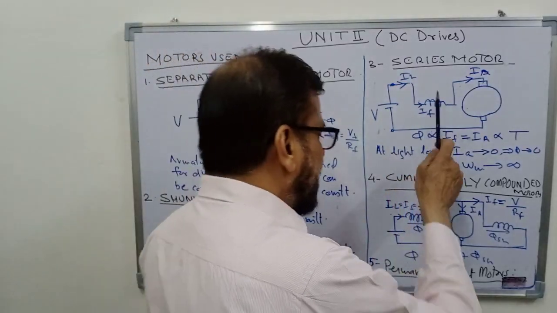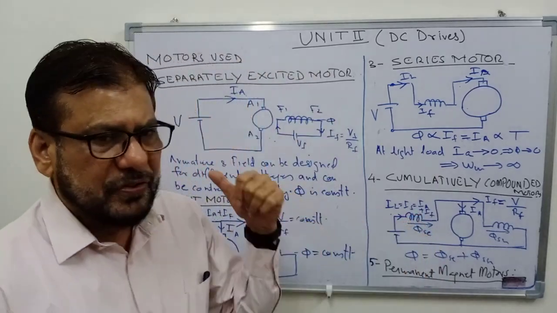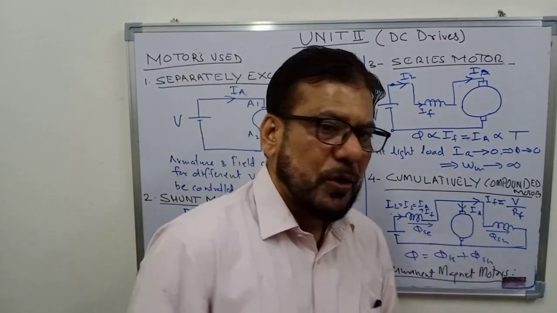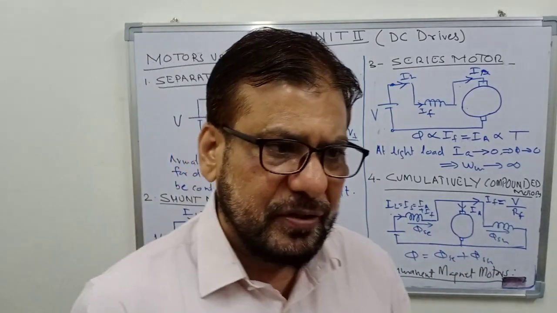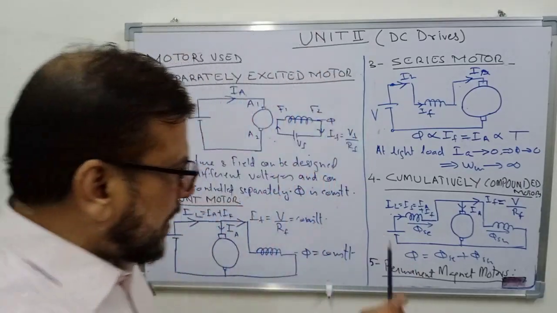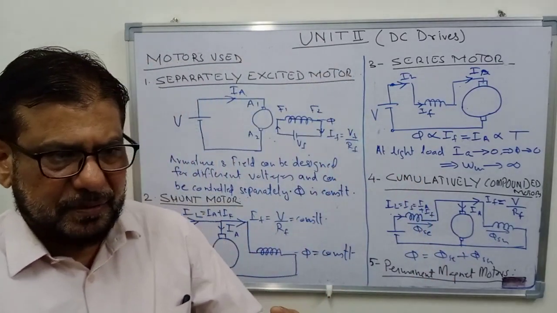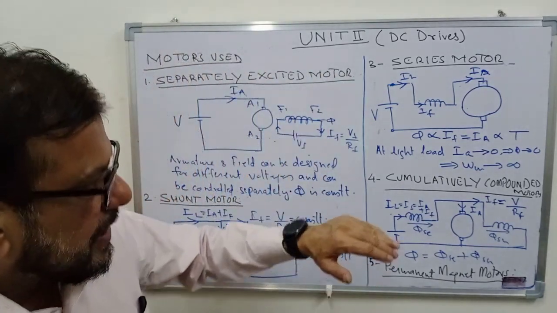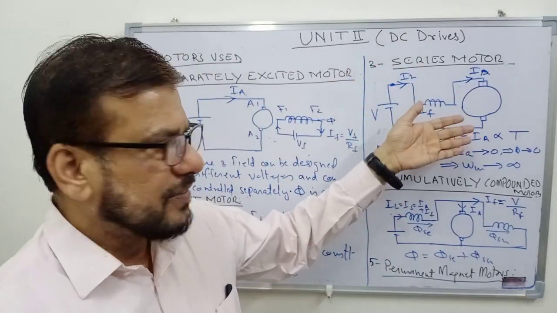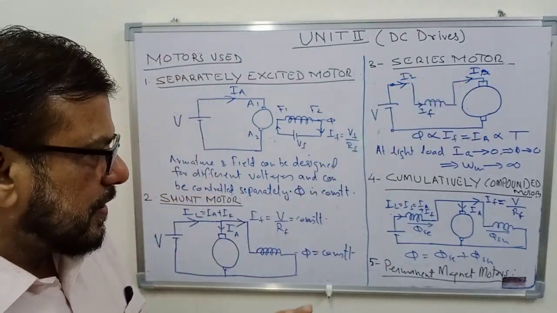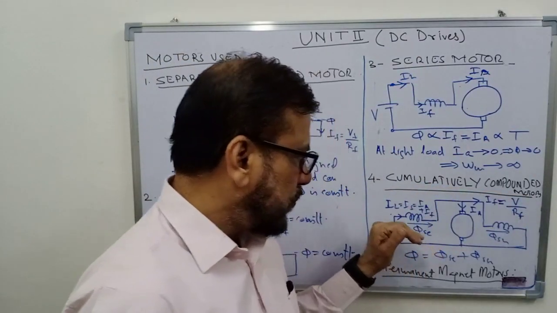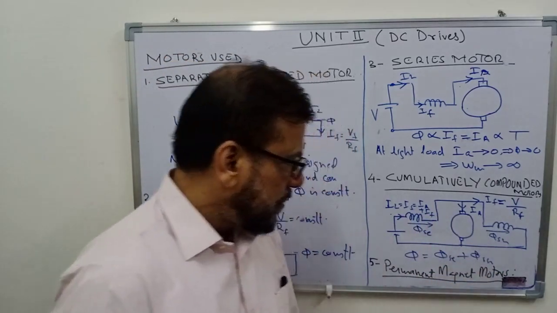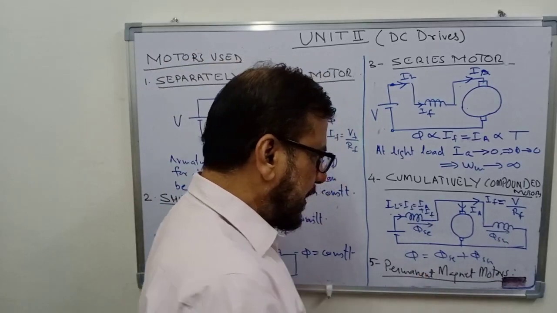Now this situation will be avoided if we are using a compound motor instead of a series motor. So I have listed only cumulatively compounded motors because differentially compounded motors are not used. Because in that case the flux may become 0 because the two fluxes oppose each other, and again we can have the situation that is there in the series motor. So cumulatively compounded motors use two windings. One is connected in series with the armature and the other across the armature.